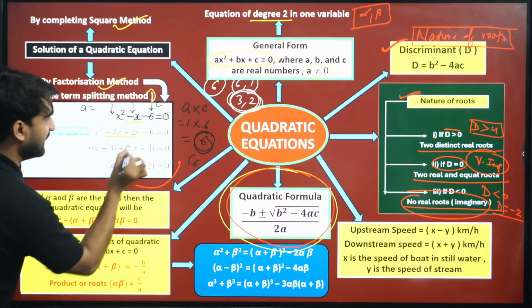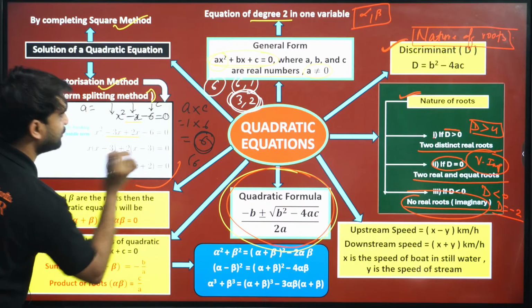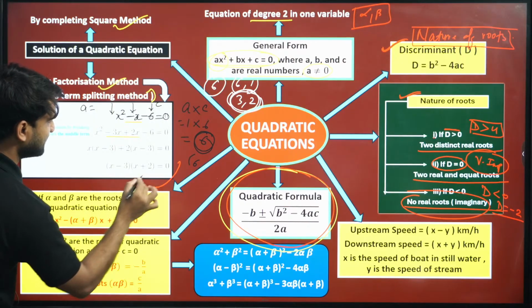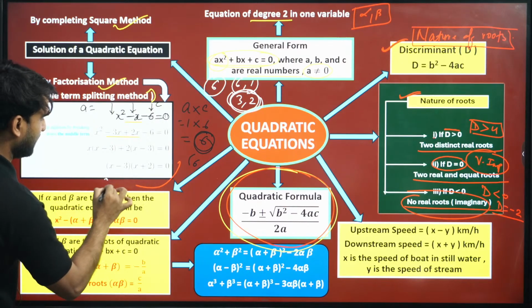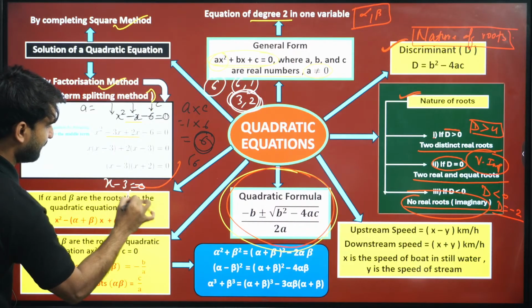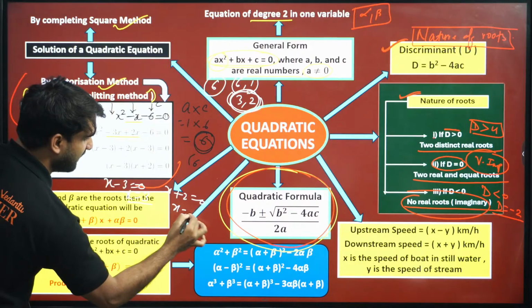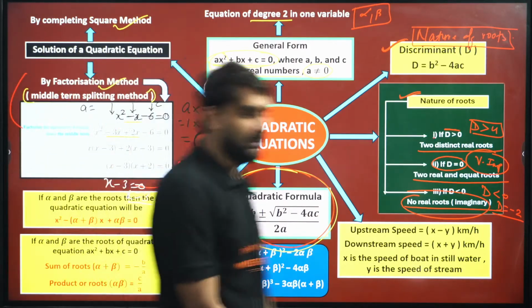So we have split the middle term into minus 3x plus 2x. Now we can take common factors, and there will be two brackets: x minus 3 and x plus 2. On taking x minus 3 equals 0, the first zero will be 3, and on taking x plus 2 equals 0, x will be minus 2. So there will be two roots.